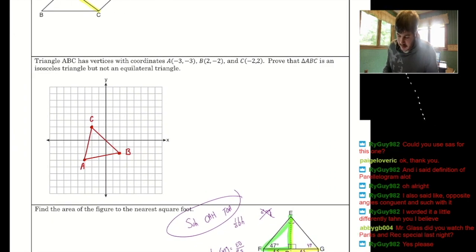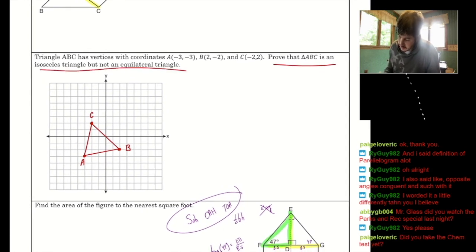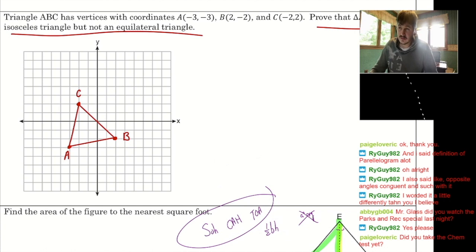Prove that triangle ABC is isosceles but not an equilateral triangle. So you're kind of proving two things here. You're trying to prove it's isosceles but not equilateral. And just by looking at it, it does look pretty close to an equilateral triangle. So I actually don't know which two sides are in fact congruent and whatnot.